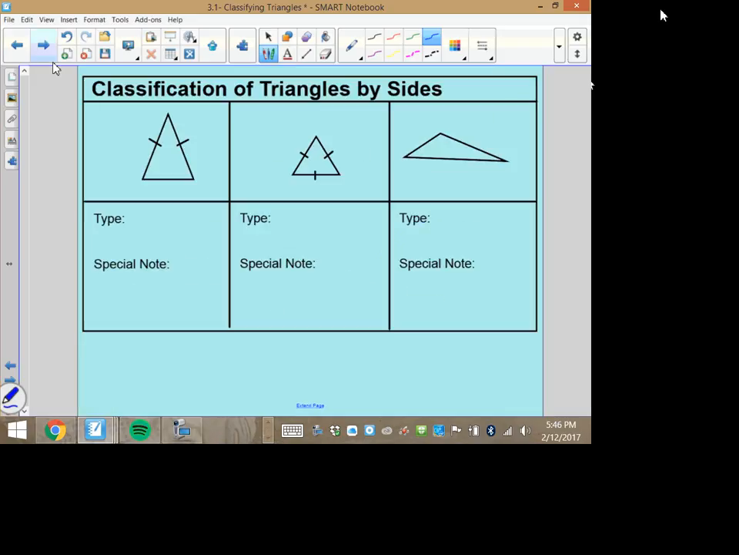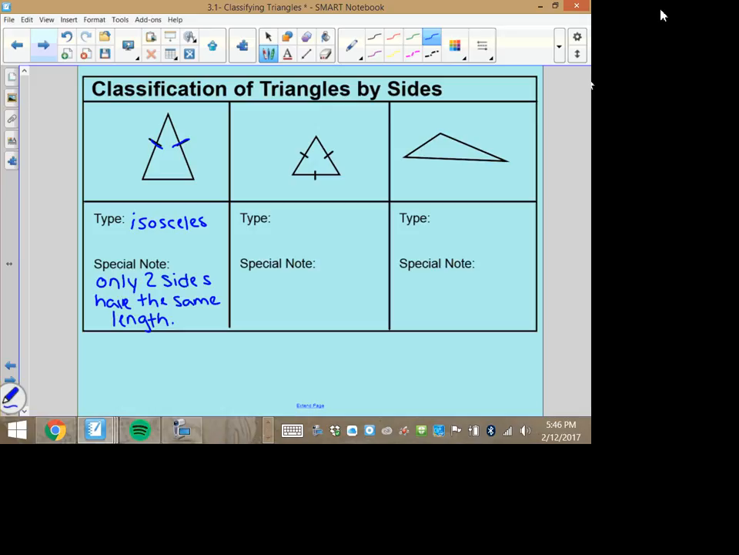Another way we can classify triangles is by its sides. I'm sure you guys have seen these before. The first one is an isosceles triangle. Good luck spelling that. It's a difficult word. Special note that only two of the sides have the same length. So you can see here these two sides are congruent.